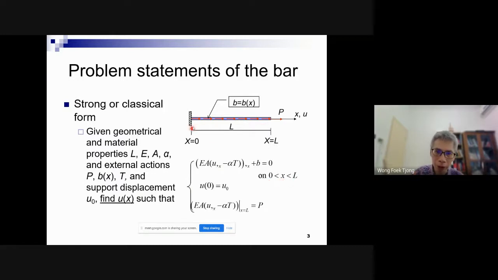While on the boundary, we apply the boundary conditions. We have two types of boundary condition. This is displacement boundary condition. This is force boundary condition, okay. In mathematics, we call this the Dirichlet boundary condition, and this is the Neumann boundary condition.